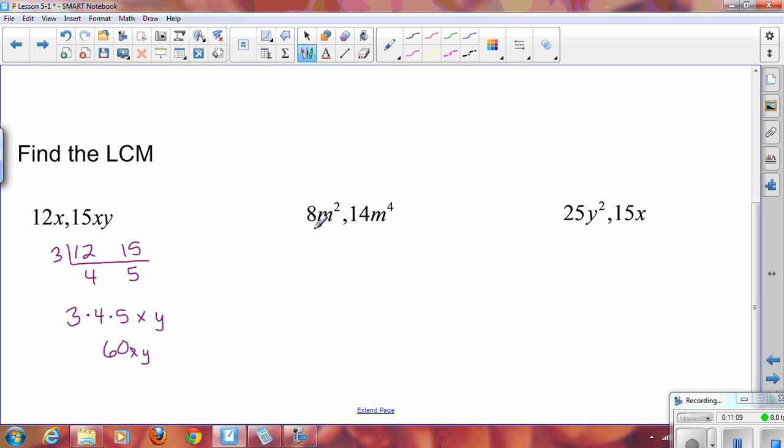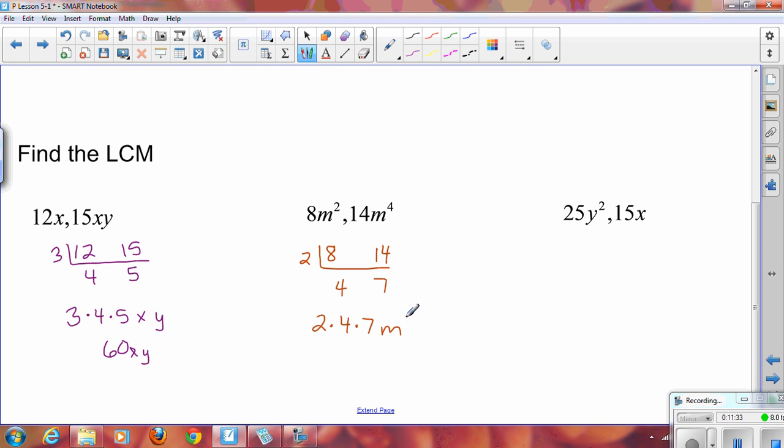Okay. 8m squared and 14m to the fourth. So we're going to use 8 and 14 to start. They're both even, so divide by 2. That leaves me 4 and 7. 4 and 7 do not have any common factors, so we're left with 2 times 4 times 7.